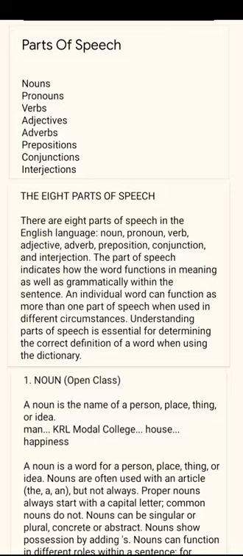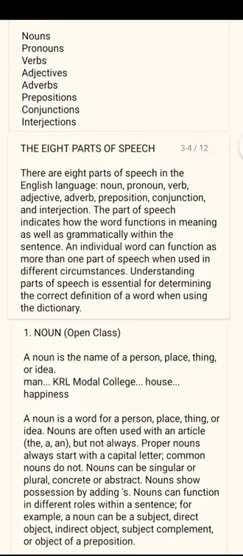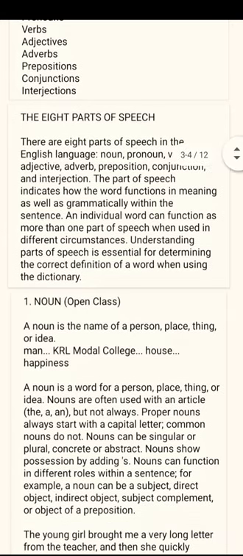What is the function of parts of speech? If you look at the slide which you are on now, the parts of speech indicate how the word functions in meaning as well as grammatically within the sentence. An individual word can function as more than one part of speech when used in different circumstances. Understanding parts of speech is essential for determining the correct definition of a word when using the dictionary.